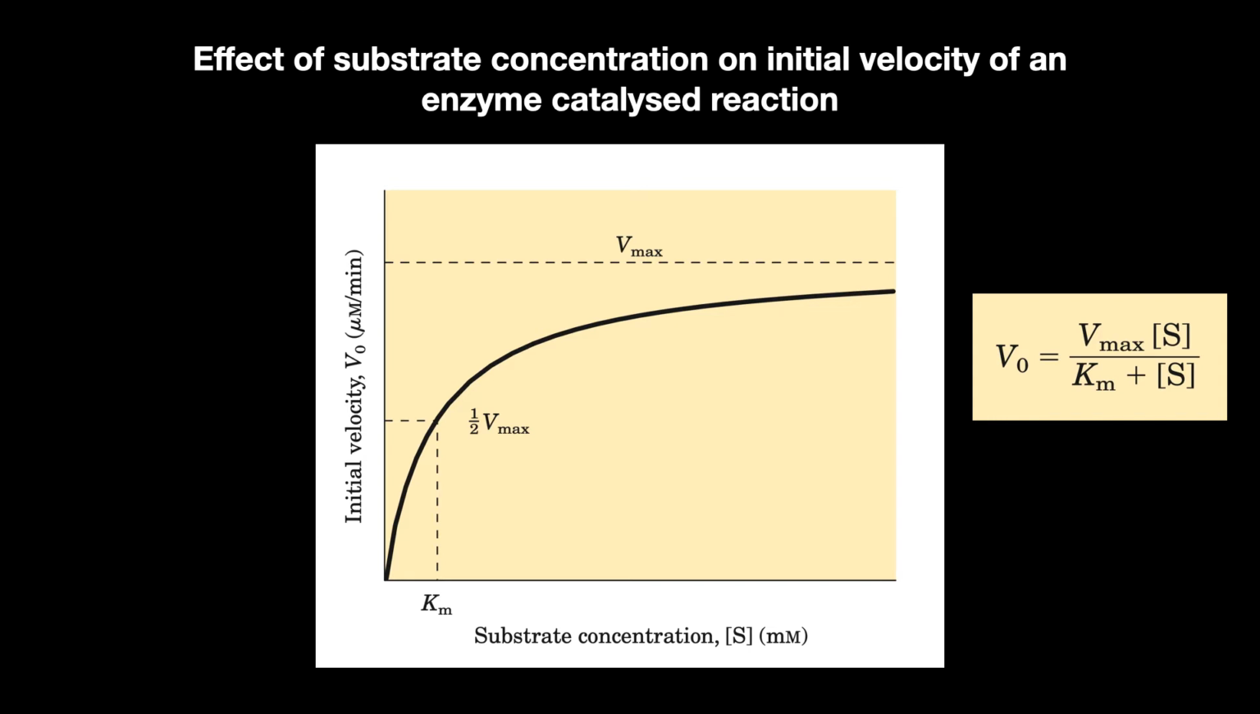Now, the problem with this graph is that Vmax is calculated by extrapolating the plot because V0 infinitely approaches but never reaches Vmax. And this gives only an approximate value of Vmax. For a more accurate determination of Vmax, Michaelis-Menten equation is transformed into another equation called the Lineweaver-Burke equation.